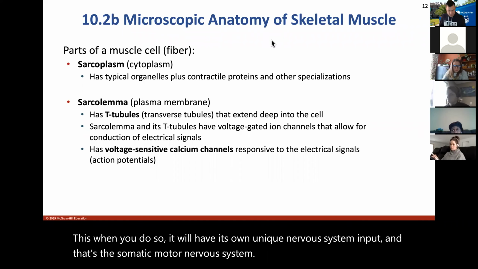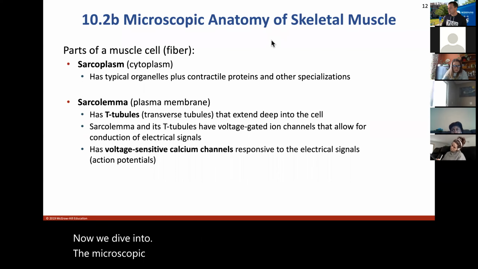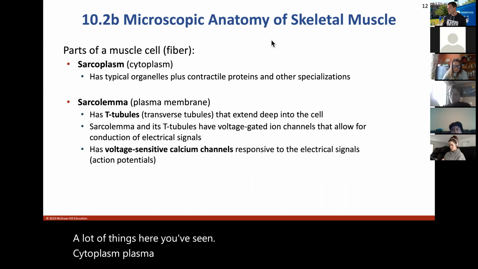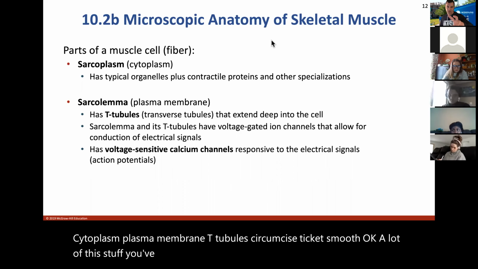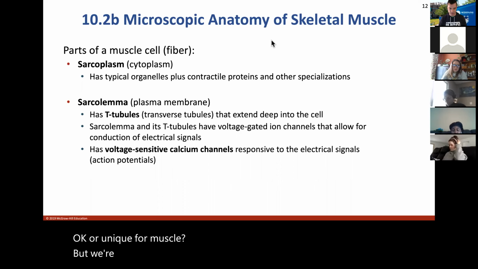So that's all the stuff that you can see pretty much with the unaided eye. Now we dive into the microscopic anatomy. A lot of things here you've seen. Cytoplasm, plasma membrane, T-tubules, sarcoplasmic, smooth ER. Okay, a lot of the stuff you've seen, it's just unique for skeletal muscle, okay, or unique for muscle. But we're talking about skeletal muscle, so let's stay there.